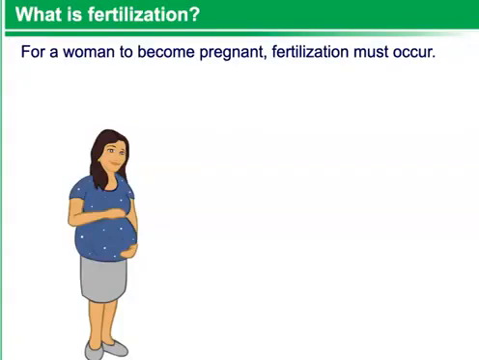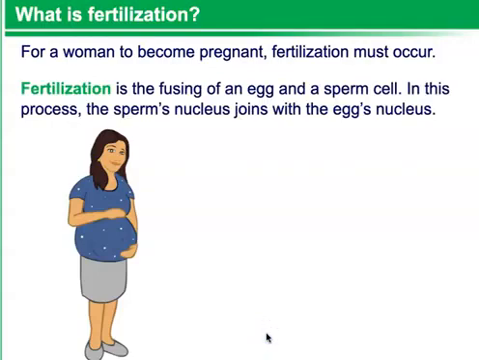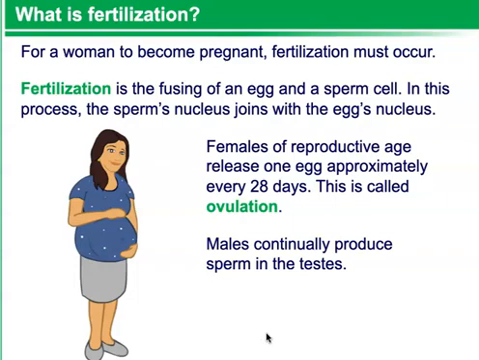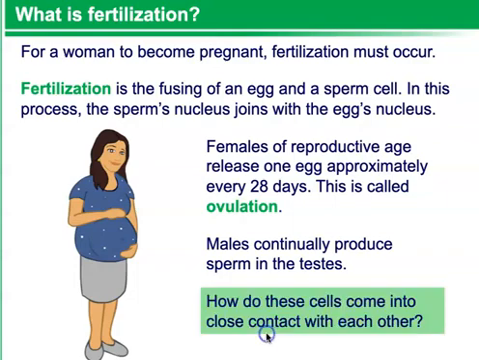What is fertilization? For a woman to become pregnant, fertilization must occur. Fertilization is the fusing of an egg and a sperm cell. In this process, the sperm's nucleus joins with the egg's nucleus. Females of reproductive age release 1 egg approximately every 28 days. This is called ovulation. Males continually produce sperm in the testes. So how do these cells come in close contact to one another?